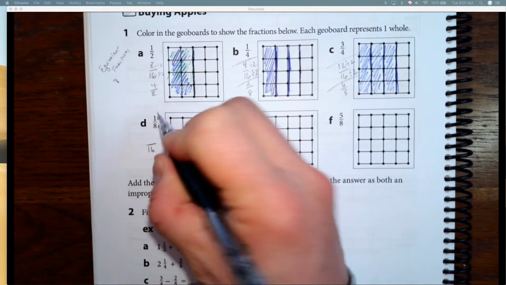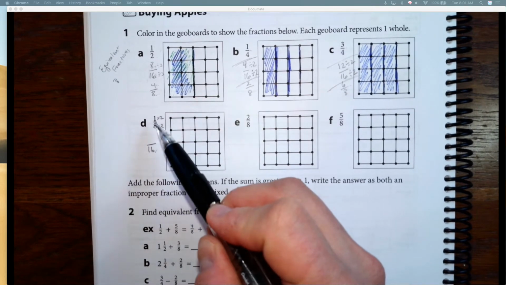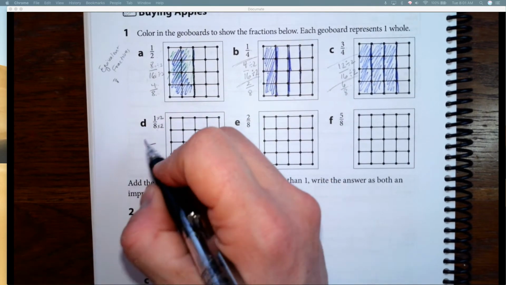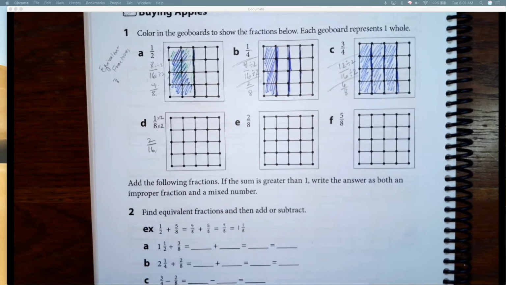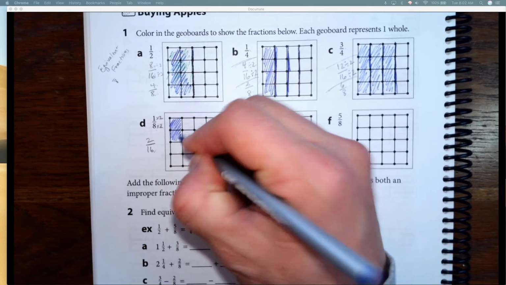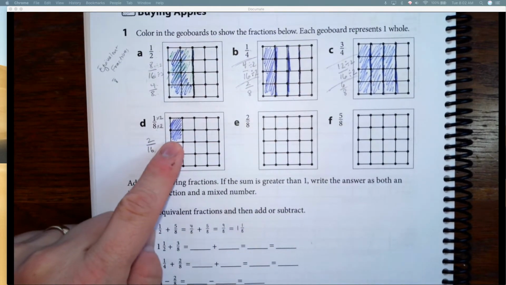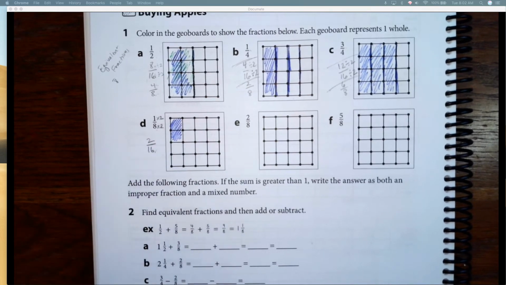Whatever you do to the bottom, you got to do to the top. So 8 times 2 is 16. 1 times 2 is 2. So 1/8 is equivalent to 2/16. So now I can simply shade in 2 of my 16ths. That is equivalent to 1/8 of the total squares. This is 2/16, which is equivalent to 1/8.